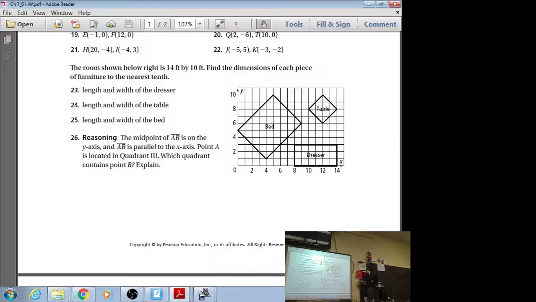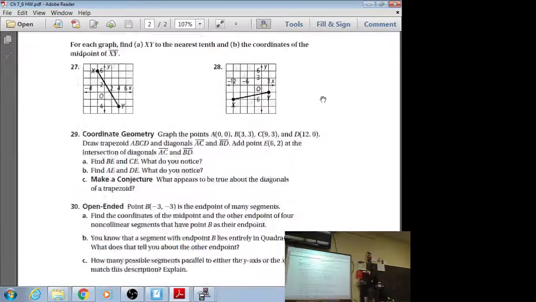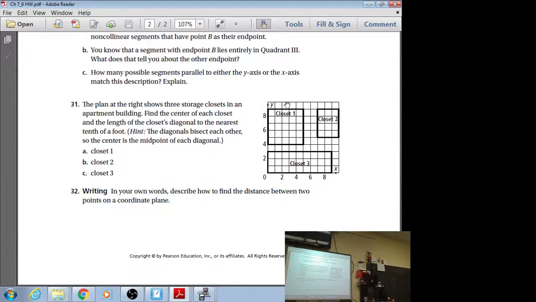Okay. Other questions, 7-6. If you want to, on the back of this homework, find the middle of each of the closets. How do you find the middle of any rectangular object? Anyone know? How do you find the middle of a rectangle? You find the length of the diagonal and then just find the midpoint of that one. Yeah, so there's two ways.